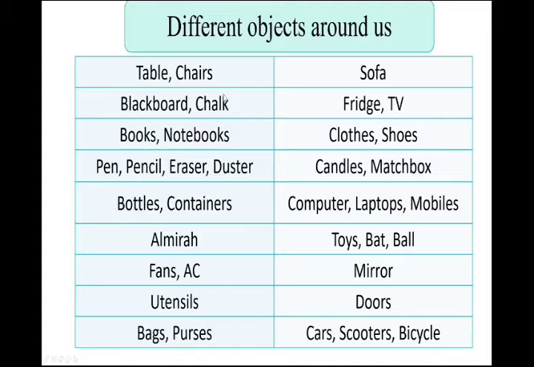If you look around, you will find yourself surrounded by a variety of objects like table, chair, books, notebook, blackboard, eraser, bottles, almirah, fan, AC, utensils, purses, sofa, clothes, shoes, matchbox, computer, laptop, mirrors, doors, etc. All of these are objects.